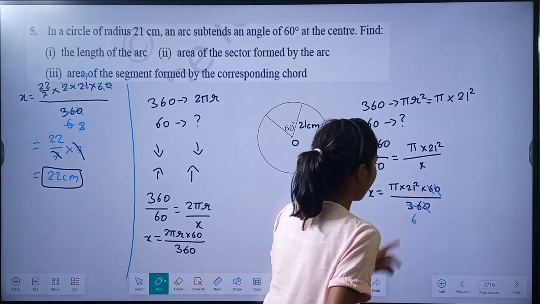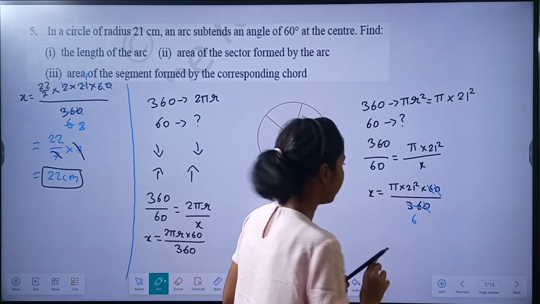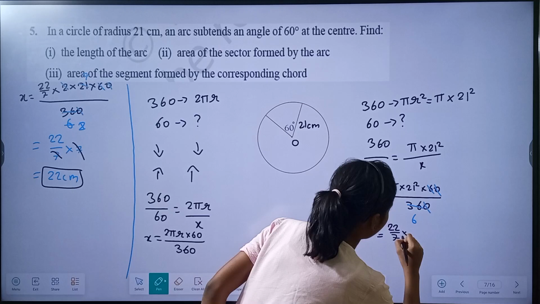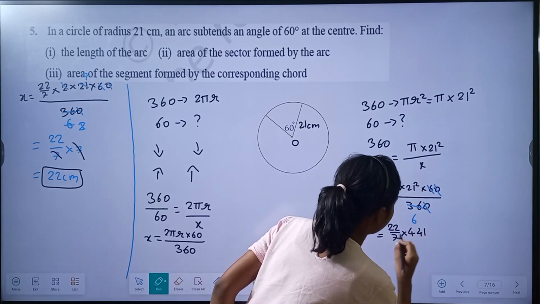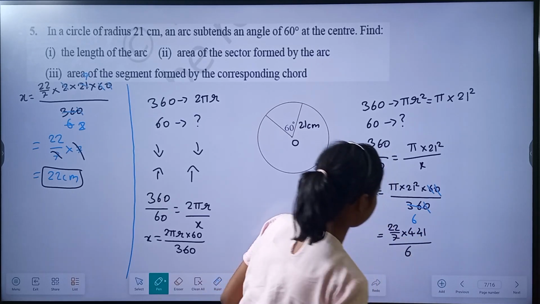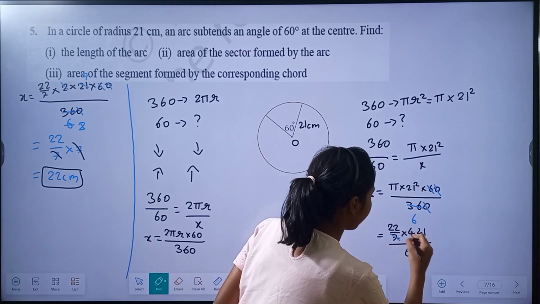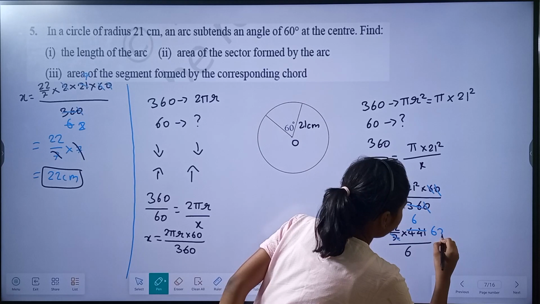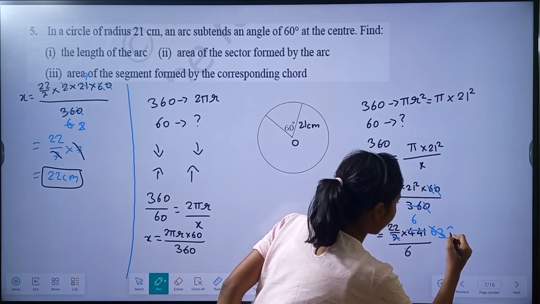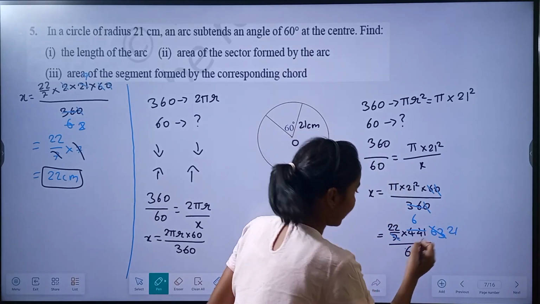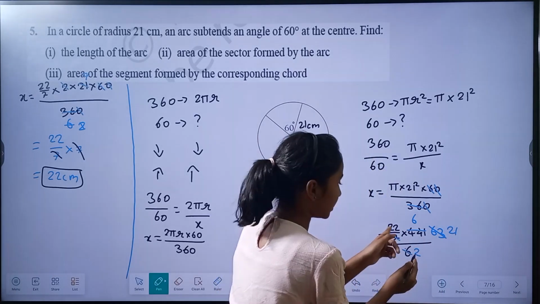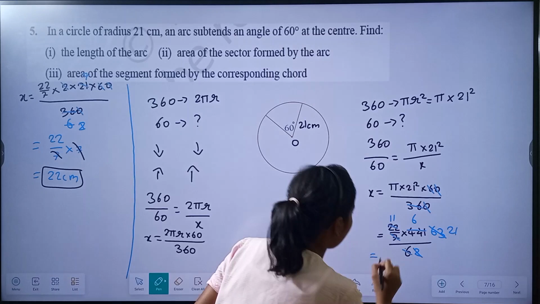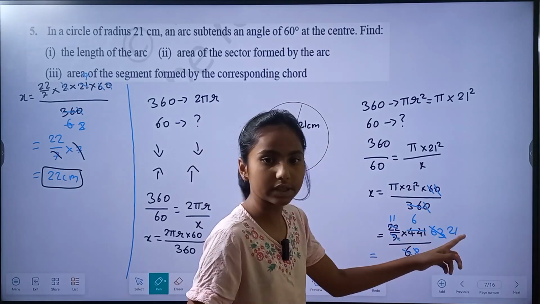Then we have pi. Let us take pi as 22 by 7 again. So this one equals 22 by 7 into 441 whole divided by 6. So we have 7, 441. We can cancel to get 63, and over here 21. If we cancel by 3, 21 becomes 7, this one 2. And if we cancel these both by 2, we'll get over here 11. So we'll get the final value of x equal to 11 into 6 into 21.